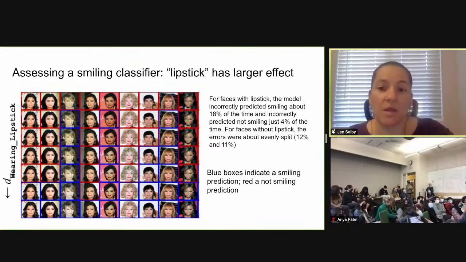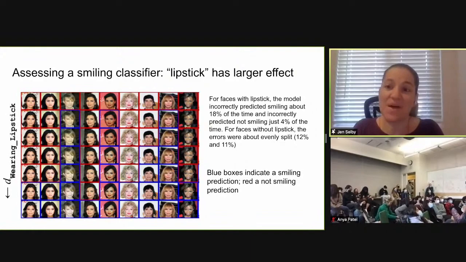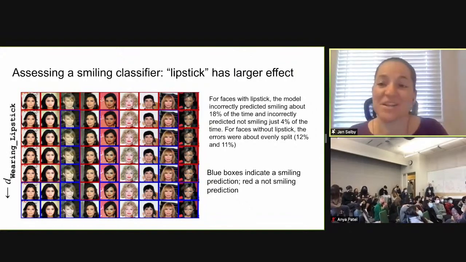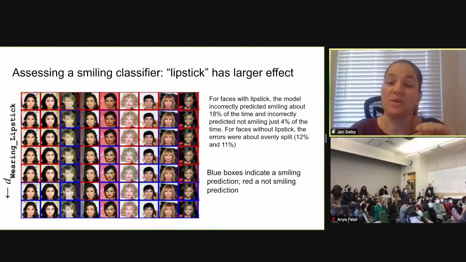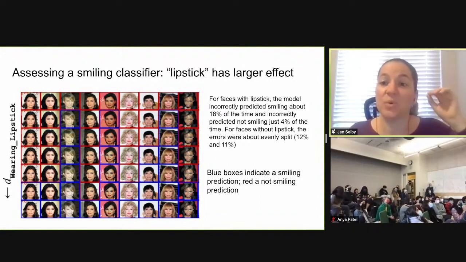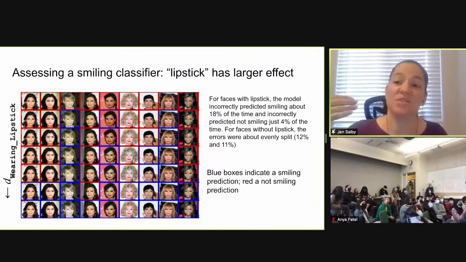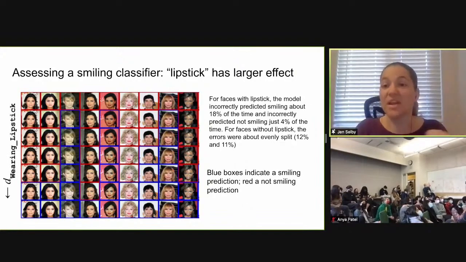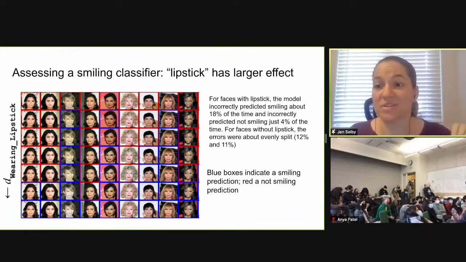So the overall accuracy was about the same for somebody wearing 0 lipstick according to the generator, or 1 amount, like the full amount of lipstick. But it totally changed the ratio between false positives and false negatives. So if the face had lipstick, it was much more likely to incorrectly predict that they were smiling when they weren't than to incorrectly predict that they weren't smiling when they were. Whereas with the faces without lipstick, it was about an even split. So here was an example of where their tool was able to find that clearly there's something going on here where the model is learning something that we didn't want it to. There's no change in the facial expression of these images, so there shouldn't be a change in the prediction.